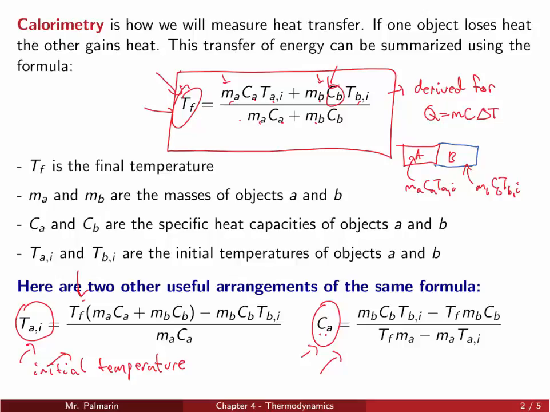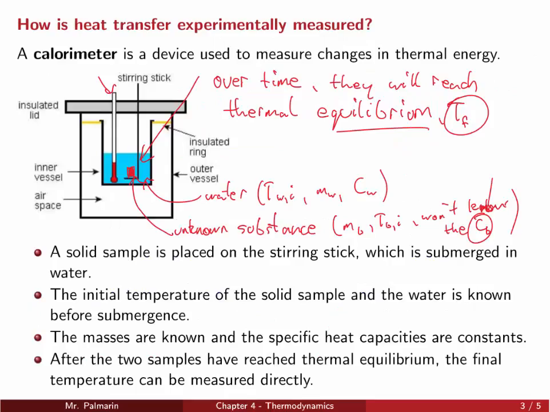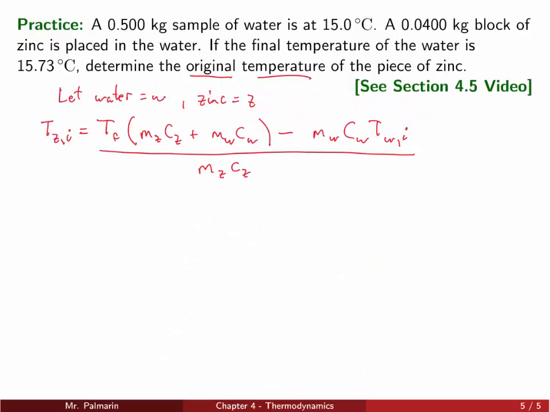So perhaps I'll pause the video and I'll just do this here. So, the magic of editing has allowed me to get that down. So basically you replaced all the A's with Z's and all the B's with W's. That's because you're looking for the original temperature of zinc.